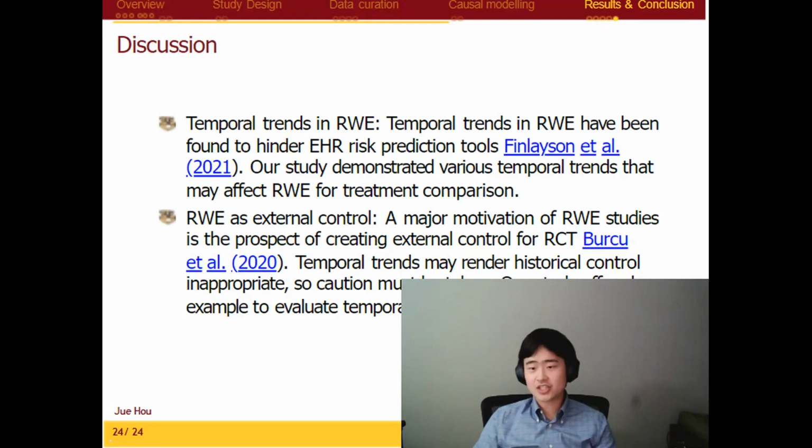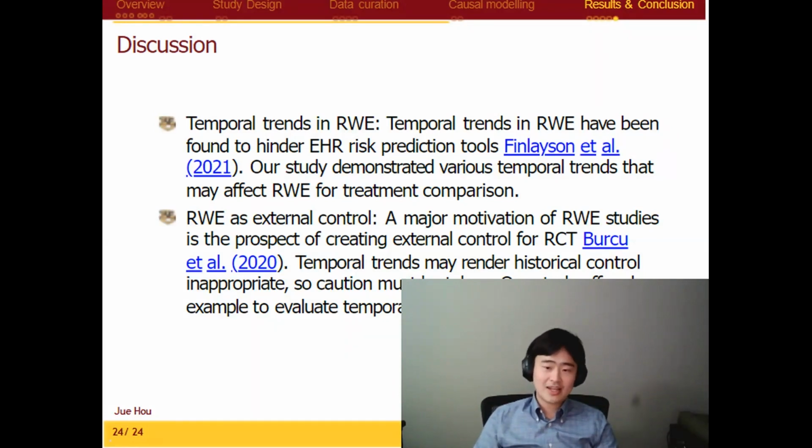And some further discussion: temporal trends in real-world evidence have been found to hinder EHR risk prediction tools, as reported in, I think, a viewpoint paper of the New England Journal of Medicine. Basically, if you train a method on 1 year, it can fail abruptly in a future year if something has changed, either administratively or clinically, right? So our study demonstrated various temporal trends that may affect real-world evidence studies for treatment comparison.